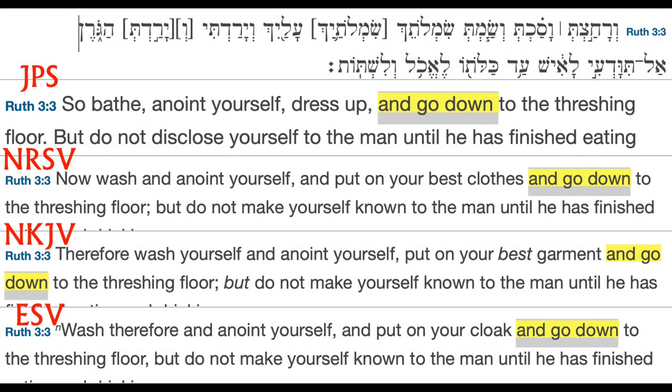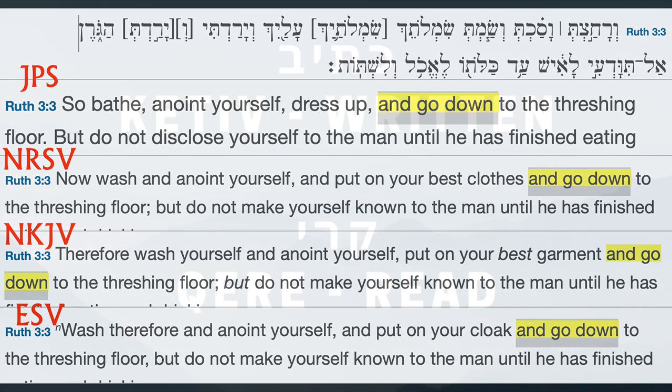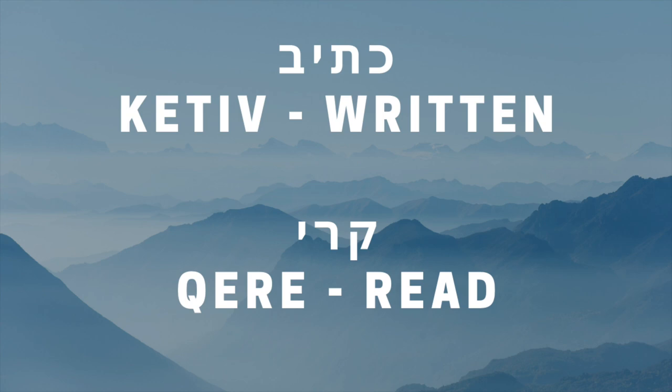When we look at the translations for this verse, and I have 4 examples for you here, each and every one of the translators is going to follow what is read as opposed to what is written. We see here they all say, "and go down, Ruth," meaning the Kri, the reading, is what is preserved in the English translation. All of these translations actually go against what is written in the biblical text itself. So these are Kri Uktiv, cases where what is read is separate and different from what is written.